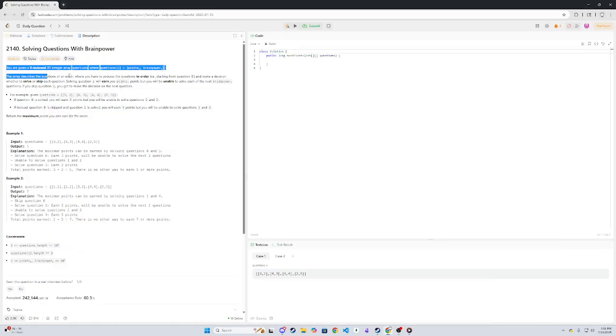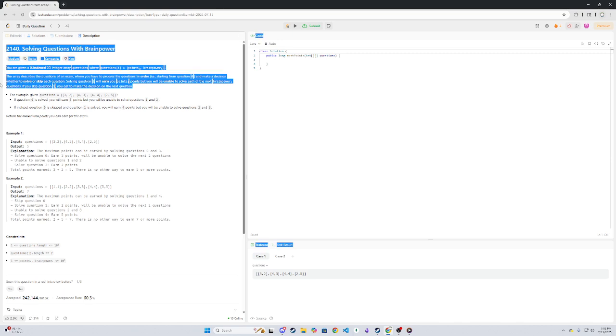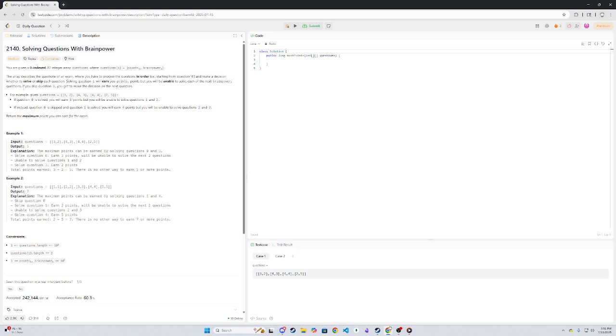You're given a zero-indexed 2D integer array questions where questions[i] equals points[i], brainpower[i]. The array describes the questions of an exam where you have to process the questions in order from 0 to n, making a decision to solve or skip. Solving question i will earn you points[i] points, but you will be unable to solve each of the next brainpower[i] questions. If you skip question i, you get to make the decision on the next question.